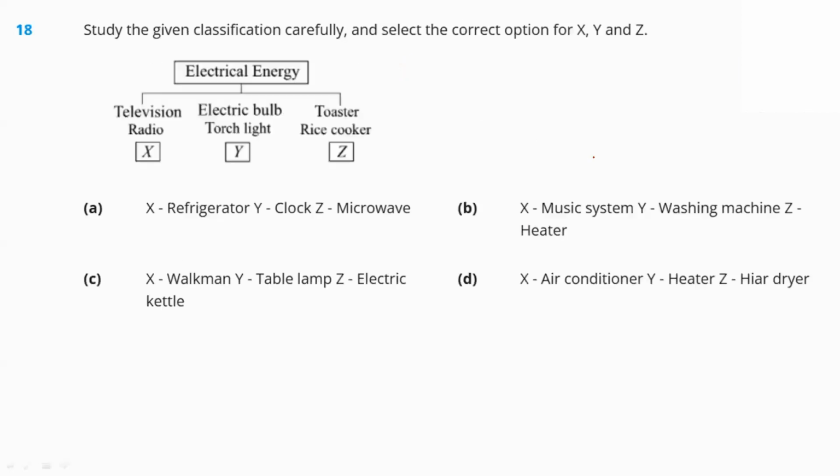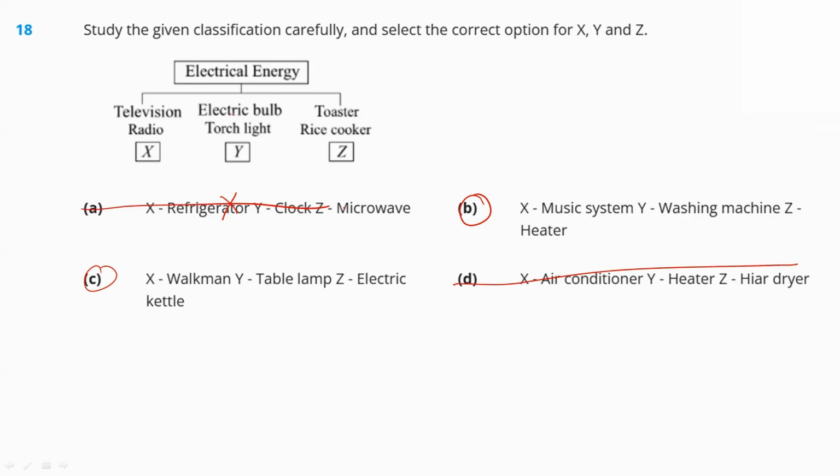Next. Study the given classification carefully and select the correct option for X, Y, and Z. Okay. So electrical energy, we have first one as television and radio. So it is both audio and visual energy. Okay. So we have to find a device which is kind of same as television and radio. So is it refrigerator? No. Is it music system? Yes, possible. Okay. Is it Walkman? Yes, possible. And is it air conditioner? No. So we will eliminate option number D and option number A.